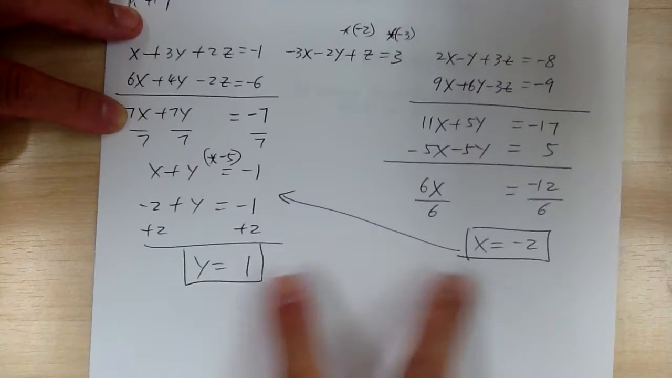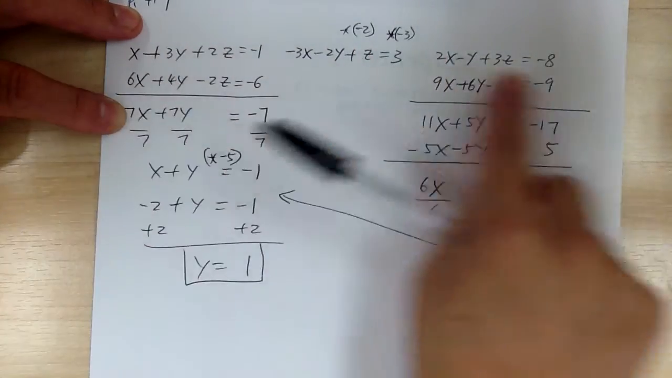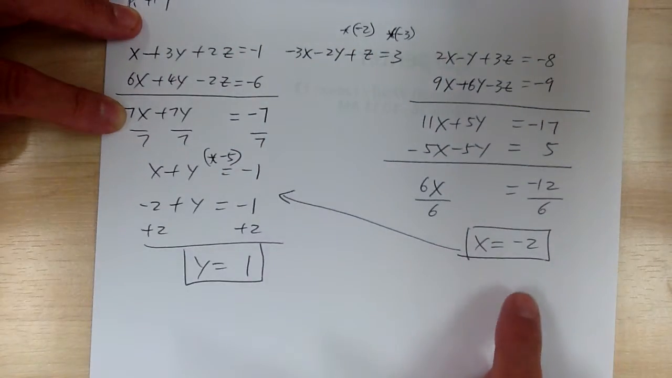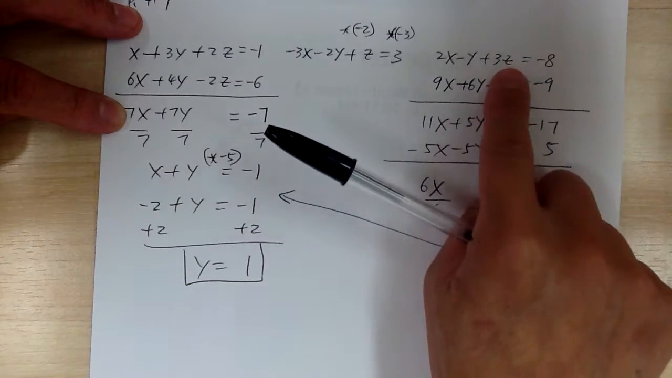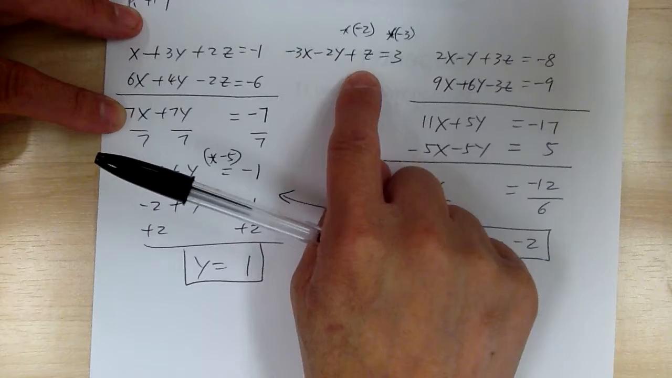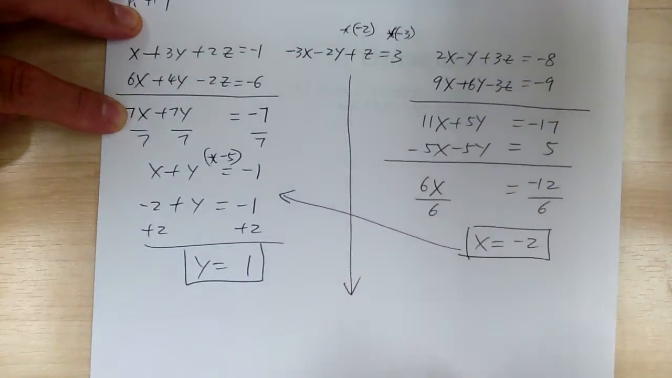So now I got 2 variables done, right? So now I can go back one more level to one of these. So I'm solving for z. Okay, so I got x, I got y, I'm solving for z. Now this one has 3z, this has 2z, this has z. So I'm going to use this one. This would be much easier to do. So I'm going to use this one down here.